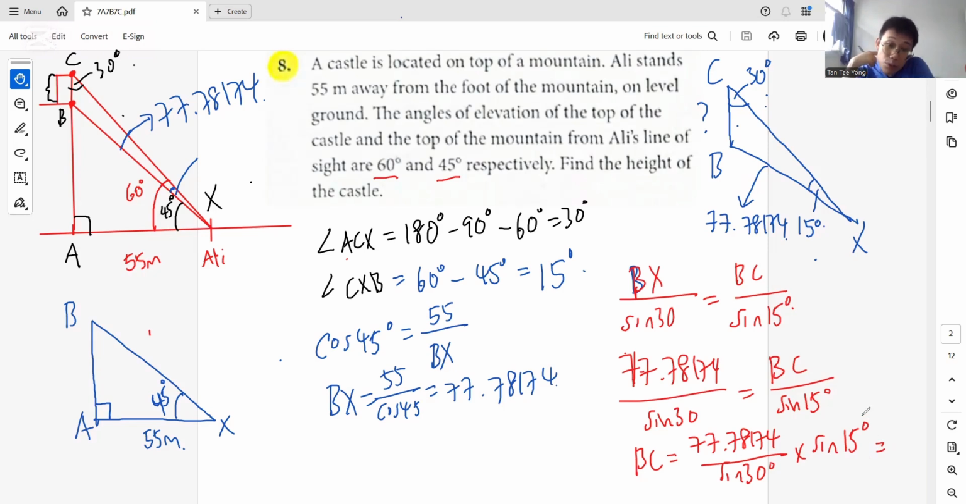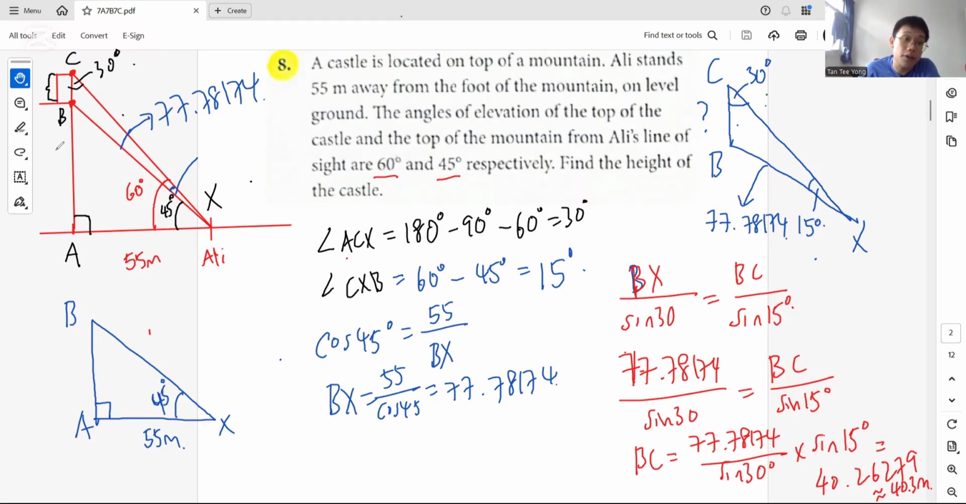Okay, and this will give us 40.26279, which you can round off to 40.3 meters. So BC is actually the height of the castle. So the height of the castle is 40.3 meters, three significant figures. Okay, so this is it for question 8.